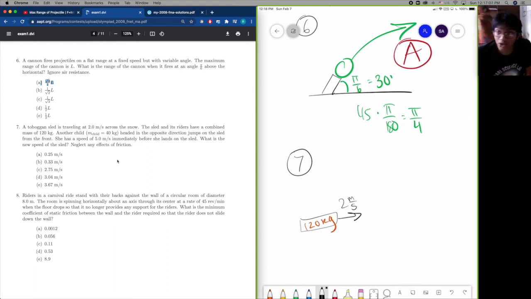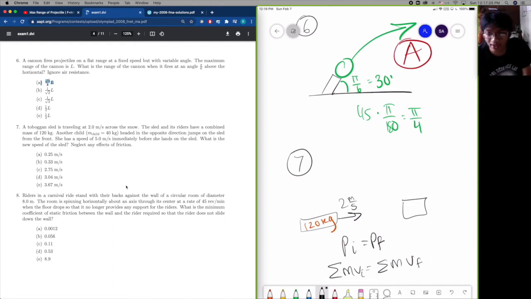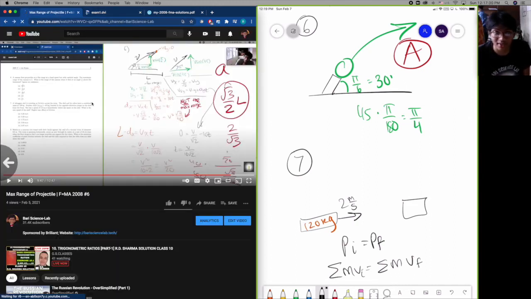So another child is going to crash into the sled with another speed, and we basically have to use the conservation of momentum, that Pi is equal to Pf, that the total momentum before is equal to the total momentum after. So sigma mvi is equal to sigma mvf. So if you end up doing that, what do you get for question number 7? Let's go ahead and check that out.